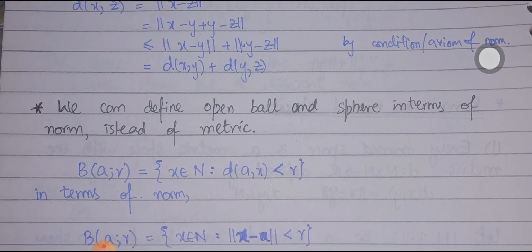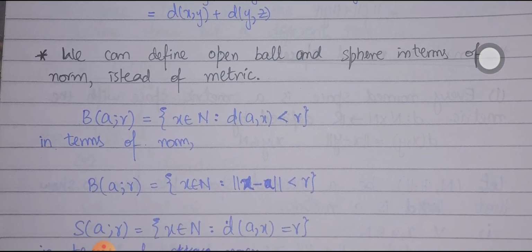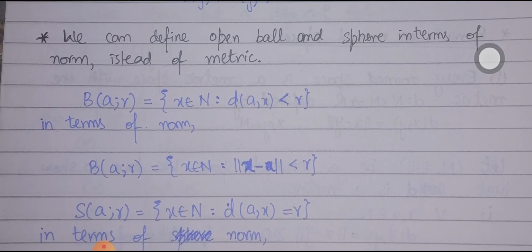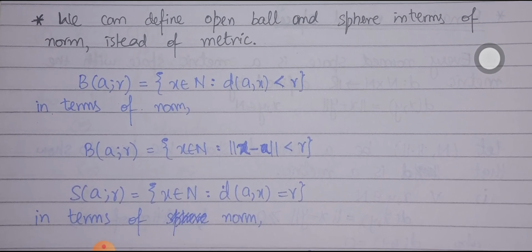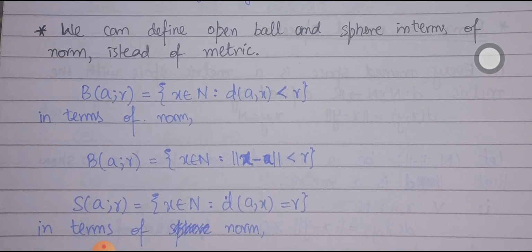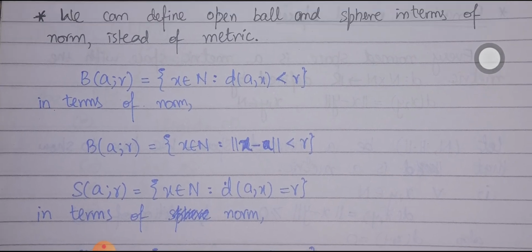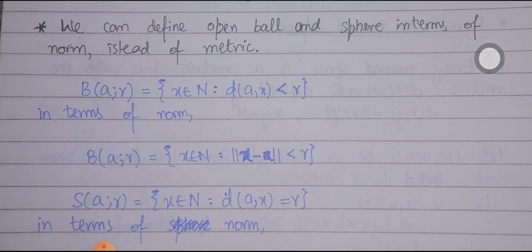Now we are going to define some important definitions which are defined in metric spaces, such as the open ball and sphere, and here you can see that we can define these in terms of norm instead of metric, because we are saying that every normed space is a metric space. So the terms that we normally use in metric spaces also hold for normed spaces.